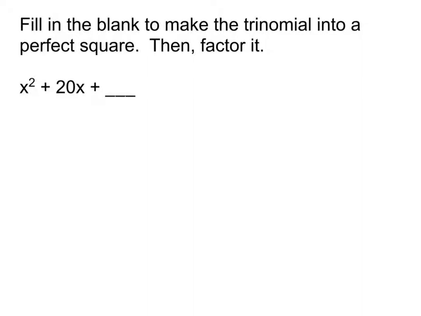All right, so this problem really is following very directly on what we did yesterday. It's the same kind of problem. And in order to figure out what that number is that goes in the blank, we start by taking our middle number, which in this case is going to be the positive 20, and we divide it by 2. And that gives us 10. What is 10 squared? 100. So that's what we put in the blank. Divide that middle number by 2 and square it, and that's what that last number has to be.